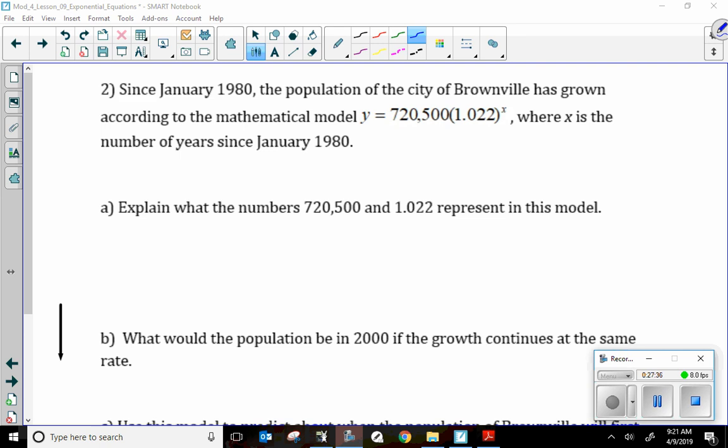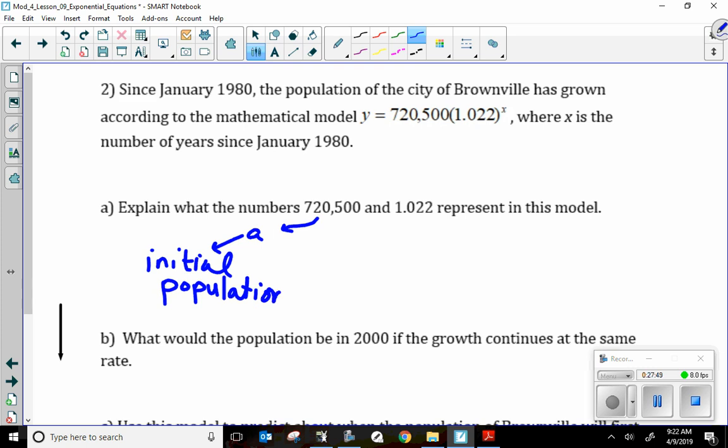Okay, well, first of all, 720,500 is your a value, right? That's your initial, it's your starting value. That's your initial population, because in our case, we're dealing with population. That's our initial population, or the population in 1980, because didn't they say this started since 1980? So that's our initial population.